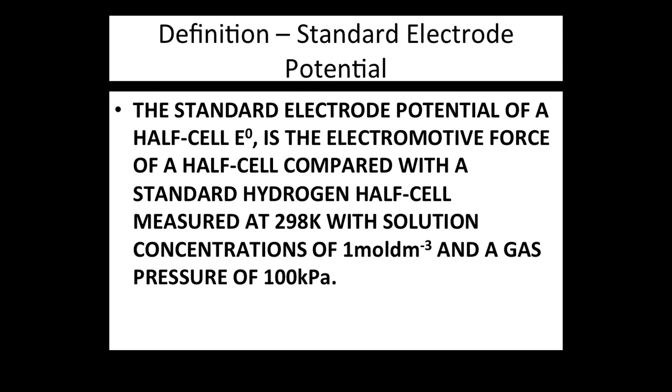You need to be able to recall the definition of the standard electrode potential. This is one definition. The standard electrode potential of a half cell is the electromotive force of a half cell compared with the standard hydrogen half cell, measured at 298 Kelvin with solution concentrations of 1 mole per decimetre cubed and a gas pressure of 100 kilopascals or 1 atmosphere pressure.